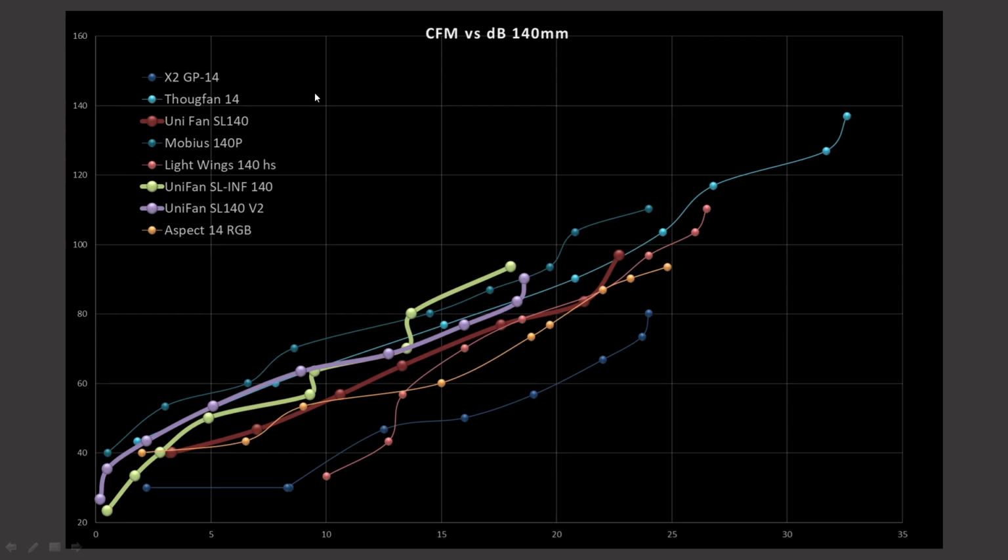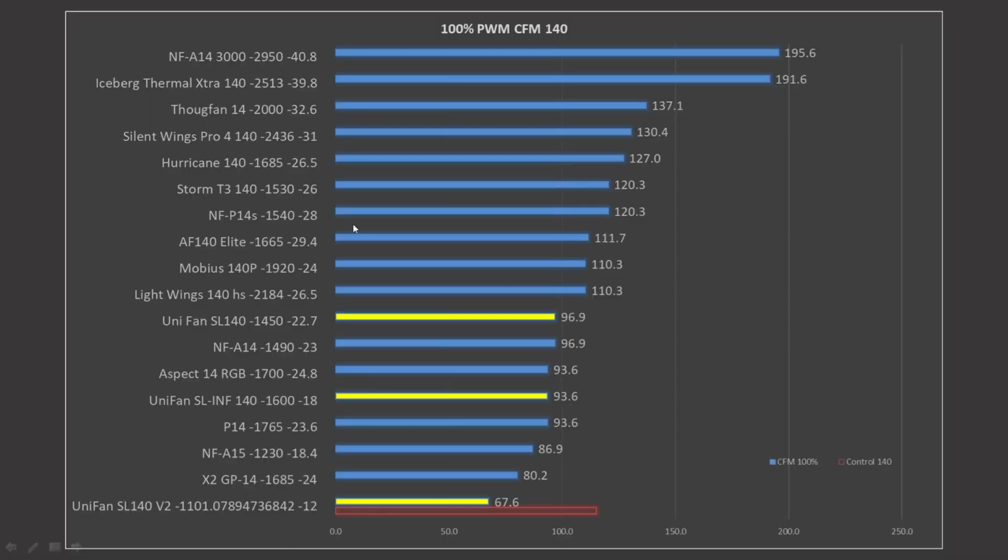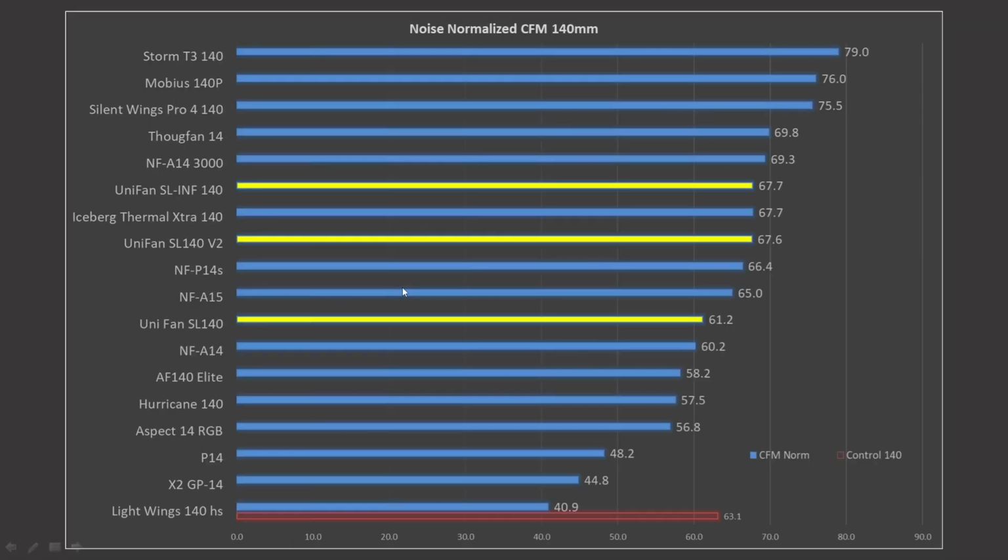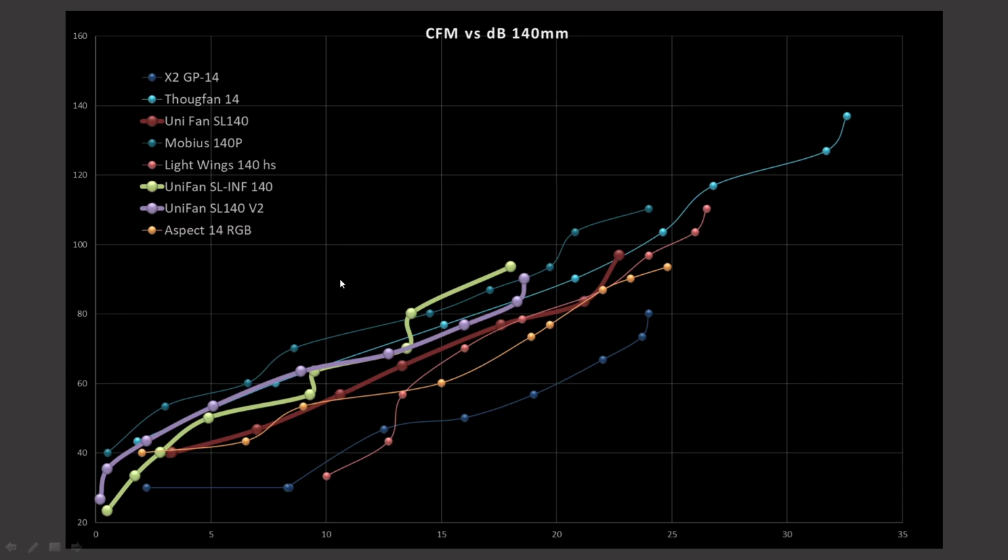And now we're on to CFM versus decibel rating in a graph form. The Infinity is sitting right here in the green line. It starts off pretty good, sort of middle of the upper good fans, and climbs. So overall, it's doing actually really quite well. It just doesn't have the same sort of top-end airspeed, which is why it doesn't rank as well at 100%. And we see it ranking really well in noise normalized values. So if it had a little bit more grunt to its motor to achieve higher RPMs, it could potentially be ranked even higher. Unfortunately, this is where Lian Li decided to limit the fan.